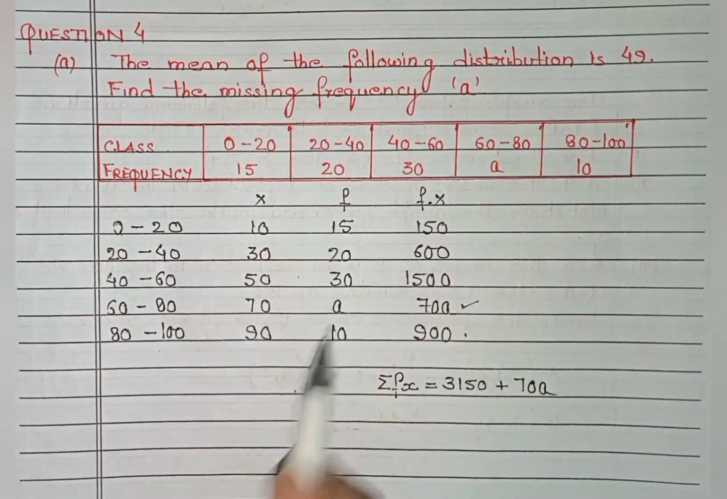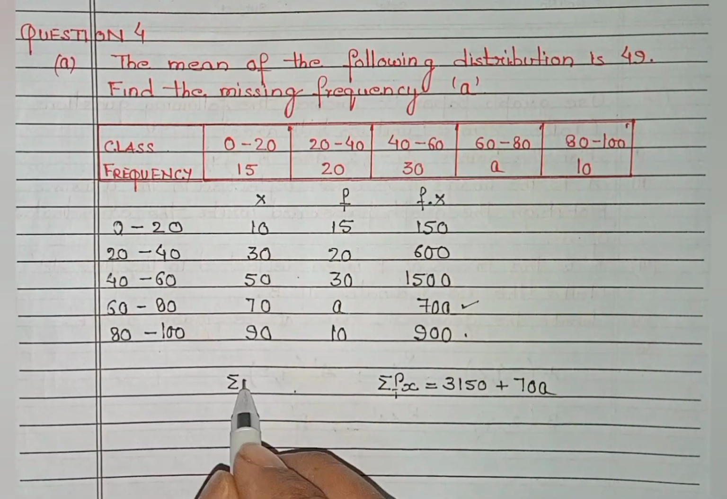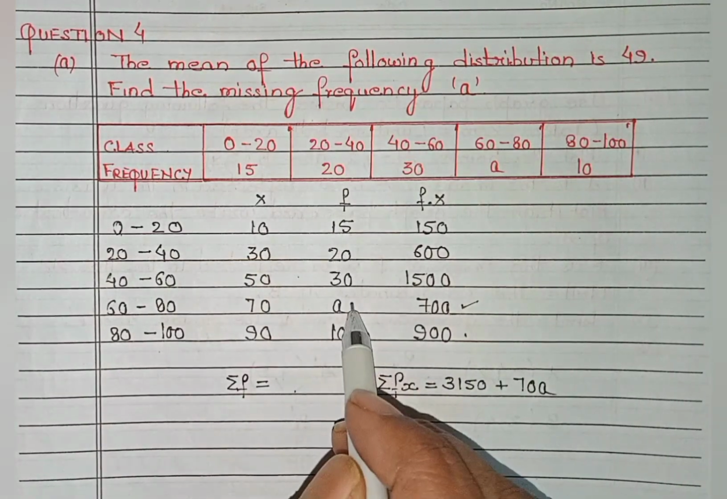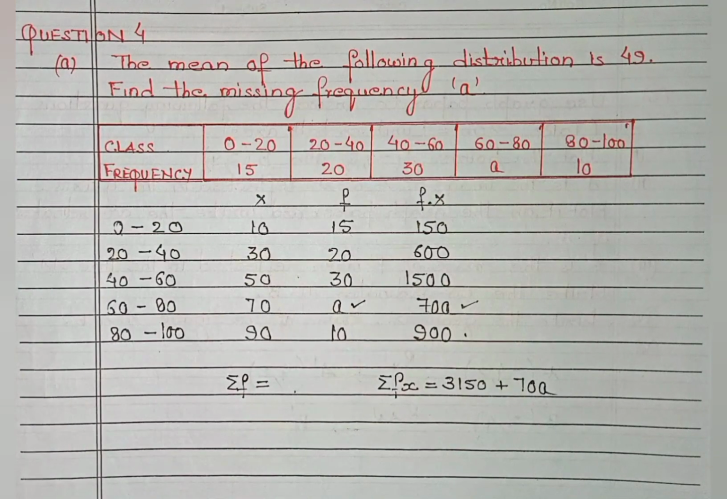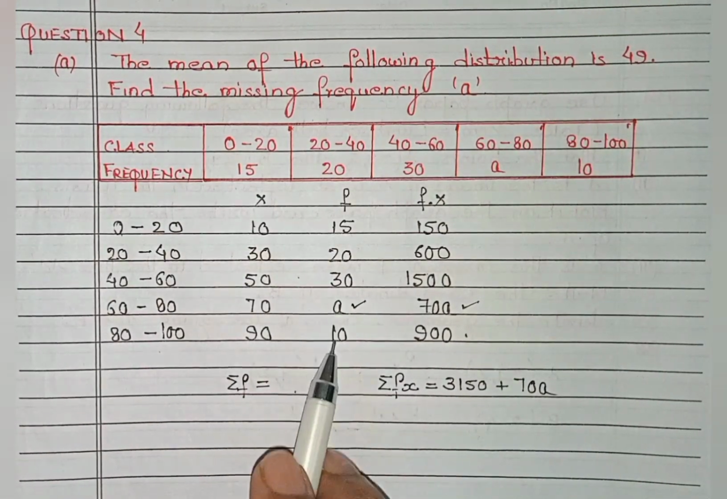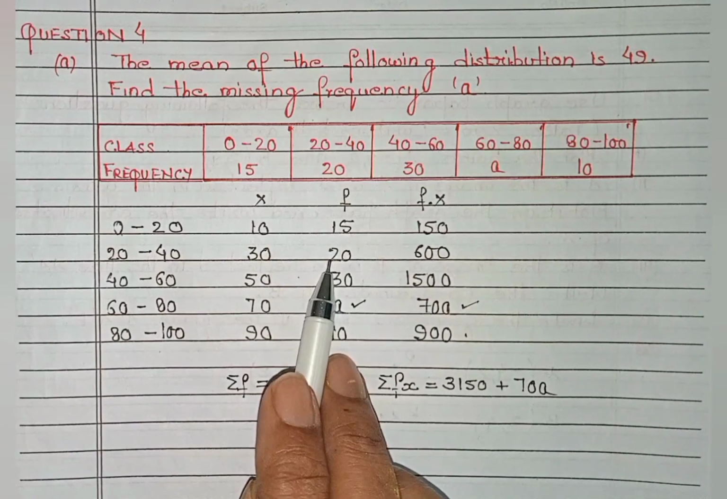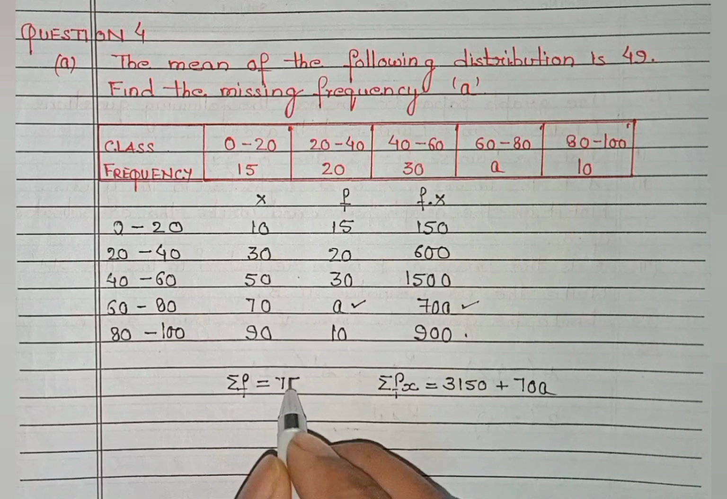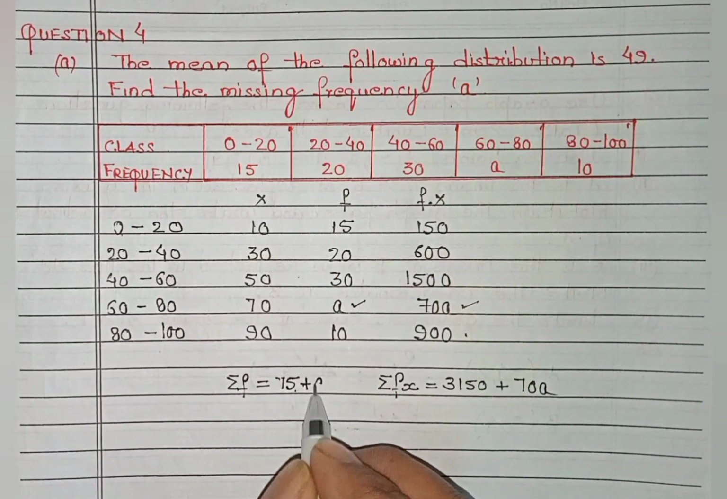Now we will get sum of the frequencies, summation f. So for this we will add this column. This one is the unlike term, it will be added in the last. Rest of the terms will be added. So 10, 40, 50, 60, 70, and we have 75 plus a.